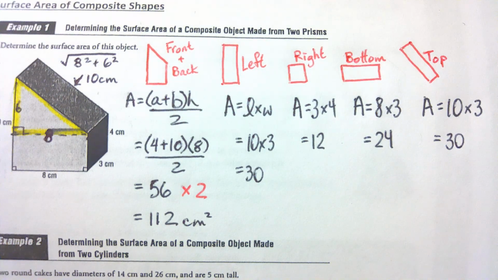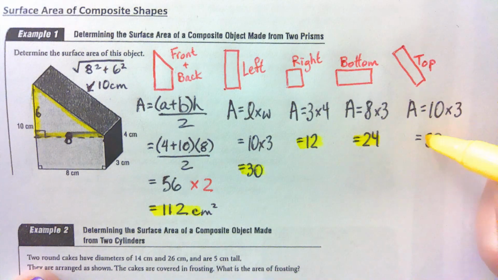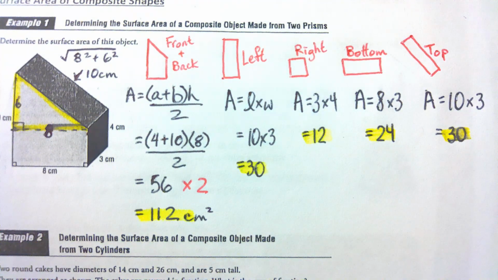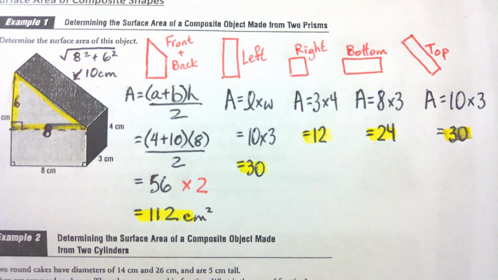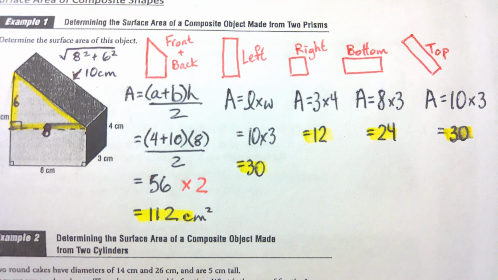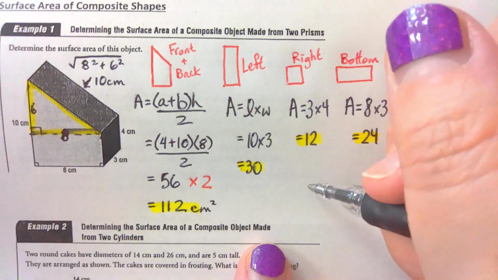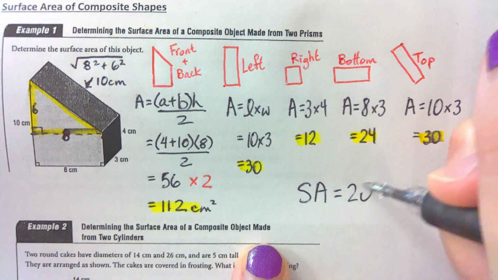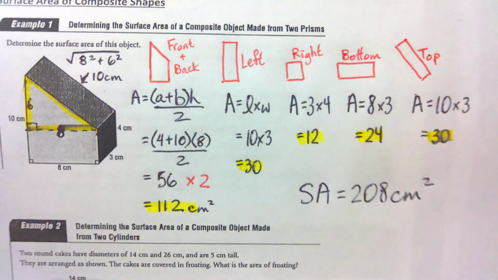So now I can add this and this up. Okay? So 112 plus 30 plus 12 plus 24 plus 30. And my calculator is not very good. Let's see. And yes, 208. So total surface area, 208 centimeters squared, right? All right.